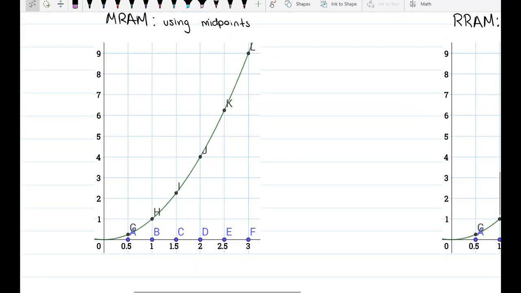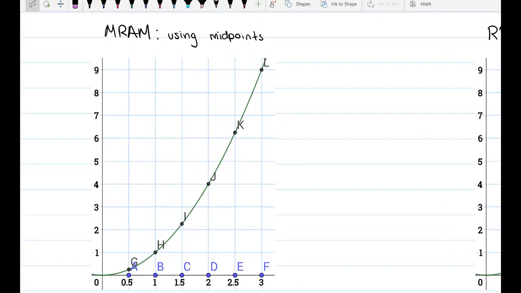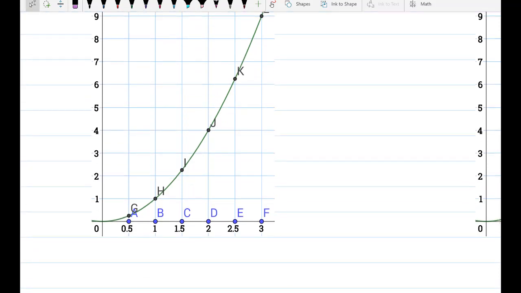So that's the first way. Now let's look at the second way. This is called MRAM, the midpoints. So what you're going to do then is you're going to take points that are halfway between each interval. So I'm going to pick this one, this one, this one, this one, this one, and this one. And again, those are the halfway points. So this would have been 1/4. This one would have been 3/4, 5/4, 7/4, 9/4, and 11/4.